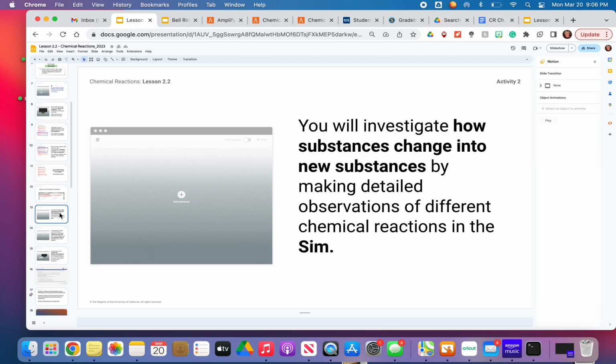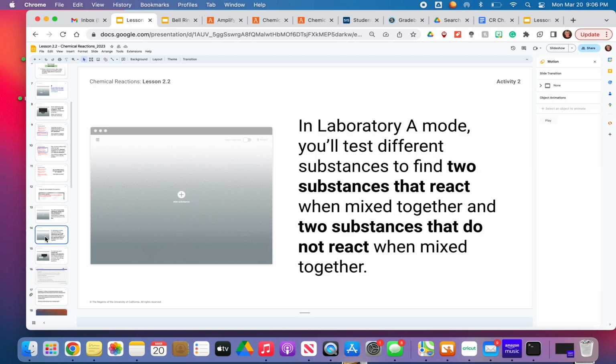We are going to take some time and investigate how substances change into new substances in the sim by making detailed observations about those chemical reactions. So you'll be in laboratory A. I want you to test different substances to find 2 substances that react when they're mixed together and 2 substances that do not react when they're mixed together.